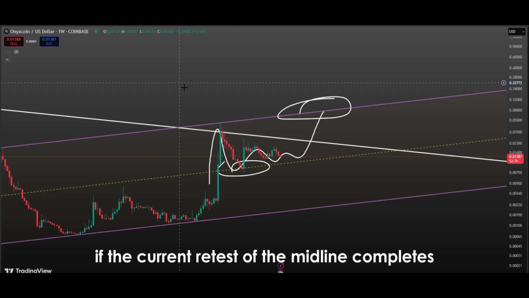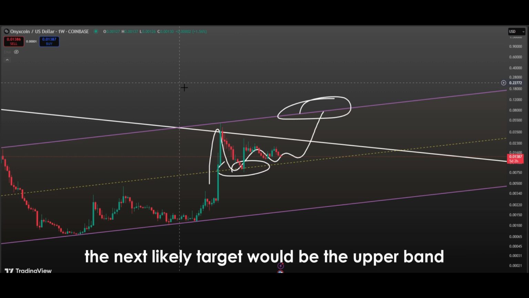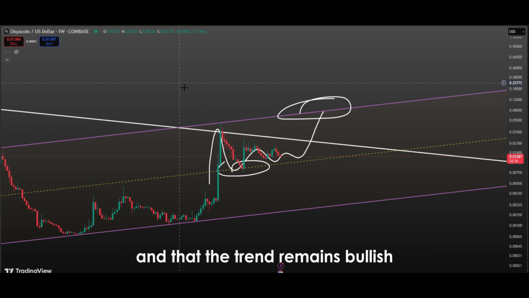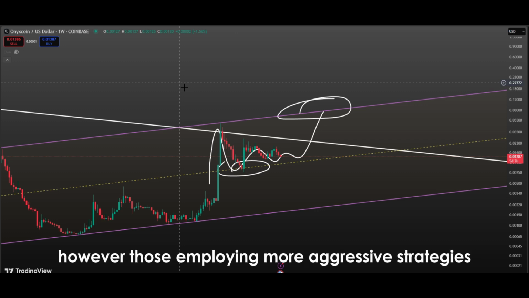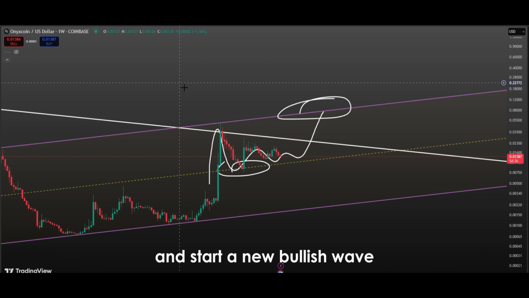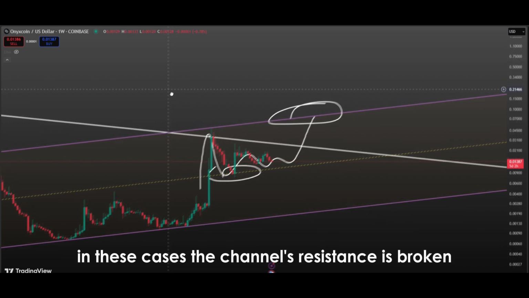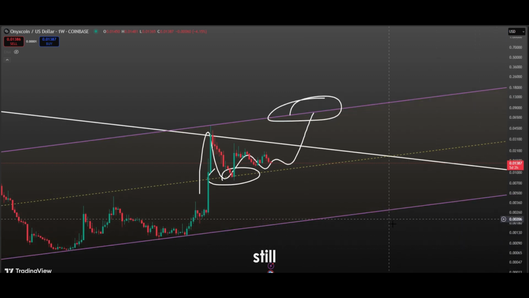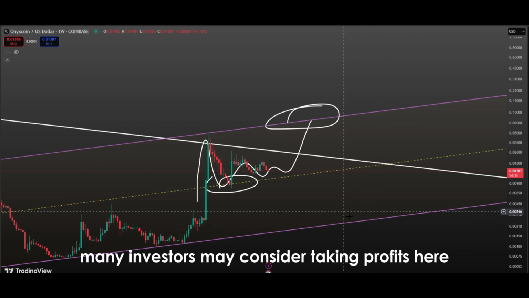If the current retest of the midline completes and the price begins to move upward from this level, the next likely target would be the upper band. This confirms that the structure is intact and that the trend remains bullish. For some investors, reaching the upper band may signal a take-profit point. However, those employing more aggressive strategies might wait for the price to break outside the channel and start a new bullish wave with an upper band breakout. In such cases, the channel's resistance is broken and the price may establish a new ascending channel structure offering greater potential. Still, since the upper band is technically a resistance area, many investors may consider taking profits here, potentially leading to short-term selling pressure.